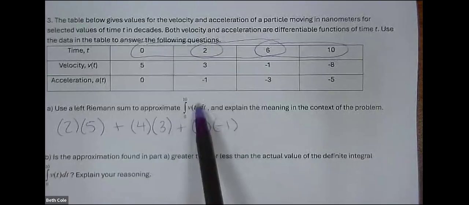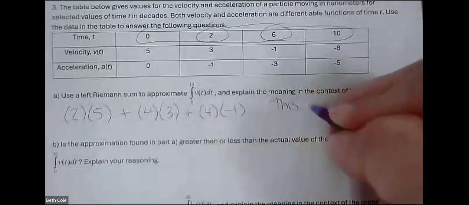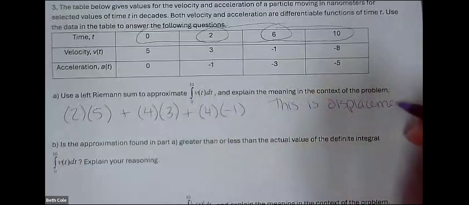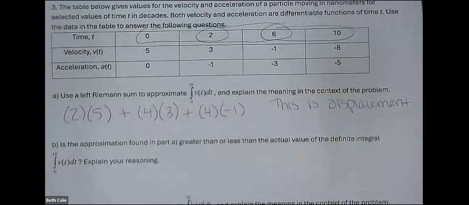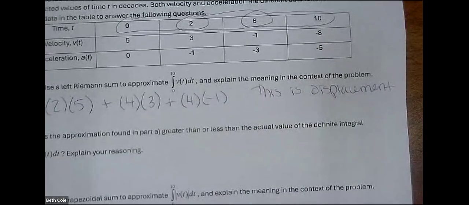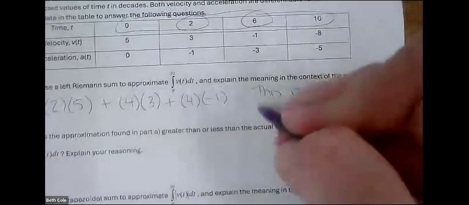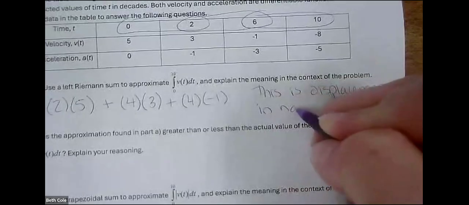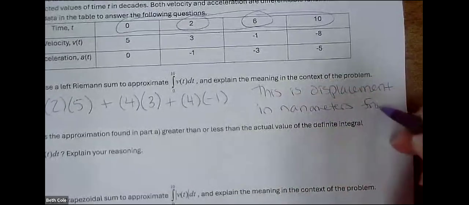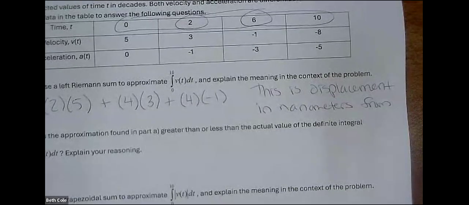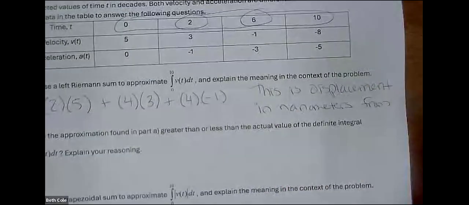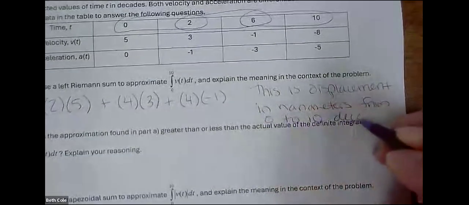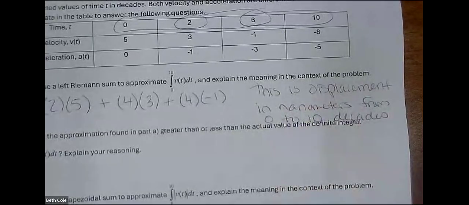What vocabulary word is this one? Good. This is displacement. Are you guys getting that this is the third time I'm having you write the same sentence? It's because that's the answer on your AP exam. I can't change it. It's a vocabulary word. It just is by definition the answer. This is displacement in nanometers from 0 to 10 decades. You can abbreviate units.